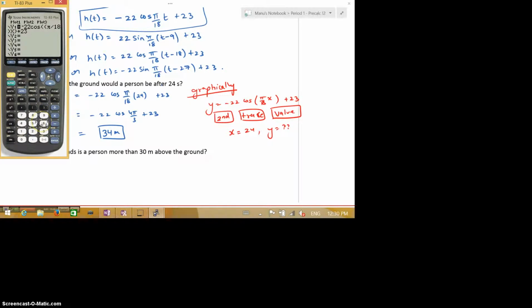Okay, that pi over 18x, you're taking the cosine of both things, so that's why it's got to be inside a set of brackets. And the pi over 18, I'm putting it in brackets, otherwise it's not going to recognize there's a fraction there. It's going to go cosine of pi, take the answer, divided by 18.